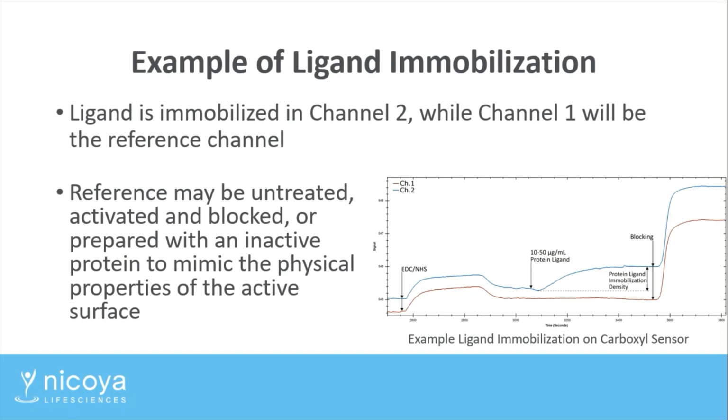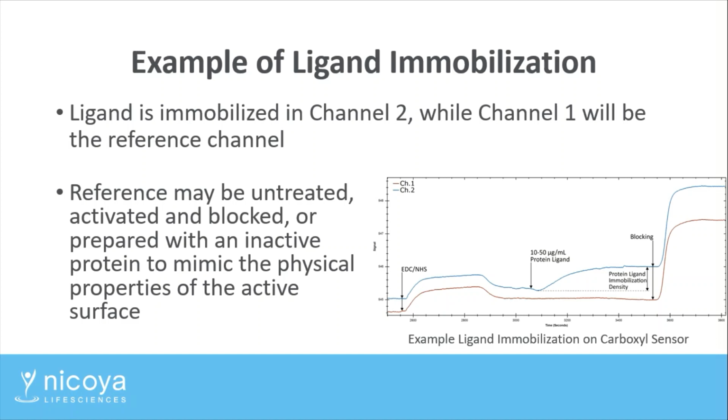So what we have here is an example of a ligand being immobilized to the carboxyl sensor in our 2-channel OpenSPR instrument. Now, as you can see from this response graph on the right, both channel 1, which is in red, and channel 2, which is in blue, are activated by the EDC NHS. Next, the ligand is then injected only into channel 2, which is followed by an increase in the response for the blue curve and a flat line for the response for channel 1, which is the red curve. And then after that, we're going to inject the blocking solution into both channels. Now this will result in channel 1 being our reference channel and channel 2 being our active channel.